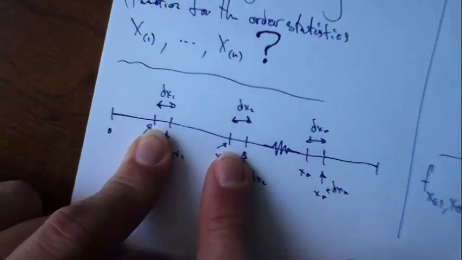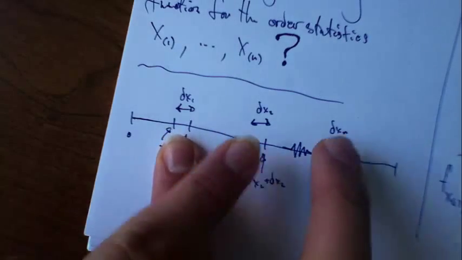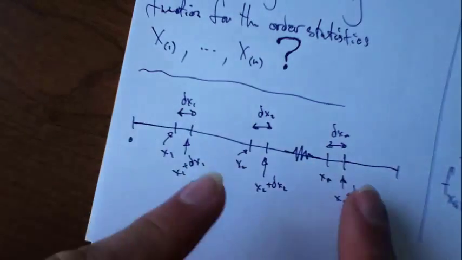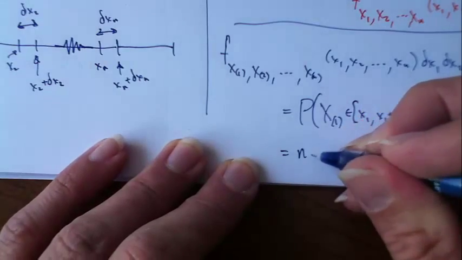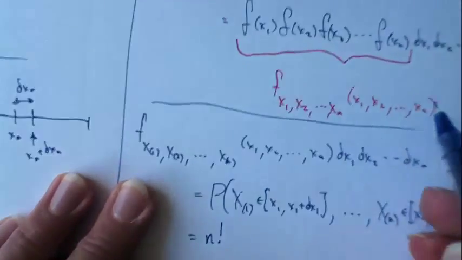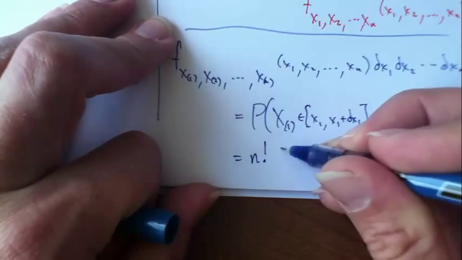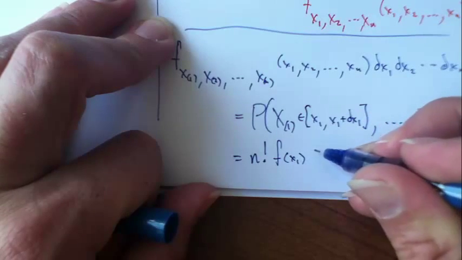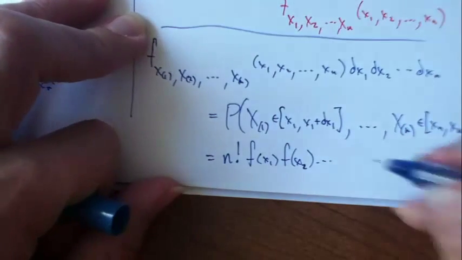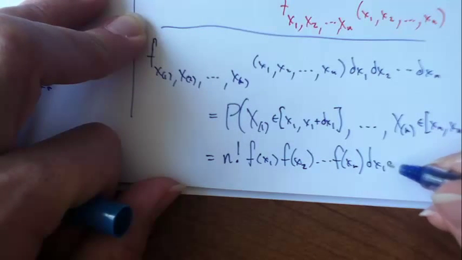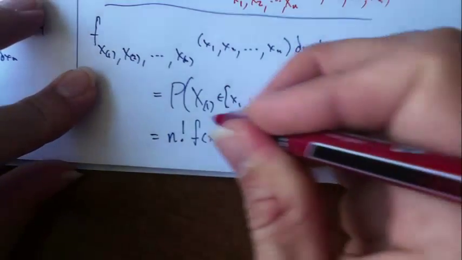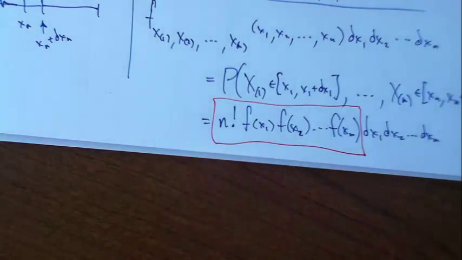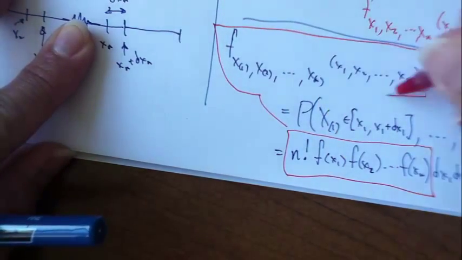So this probability is the previous one, but then you have to multiply by the number of ways to arrange the runners in those intervals. I could put the first one here, second one there, and the nth one there. Or I could put the second one there, the first one there, and the nth one there. Or the nth one here, the second one there, and the first one there, etc. How many different ways can you arrange the runners in these tiny little slots? N factorial ways. So it should be n factorial times the answer up here, and it is f of x1, f of x2, and so on. In fact, this gives us the joint density function. This is the joint density function for the order statistics. This and this are the same.